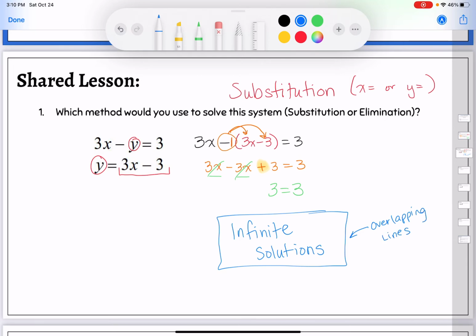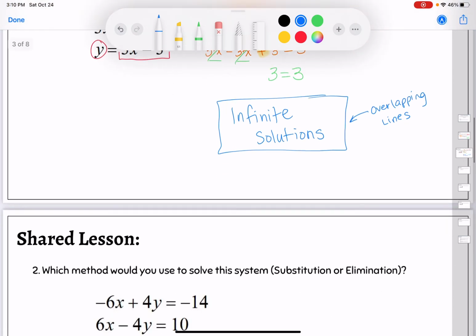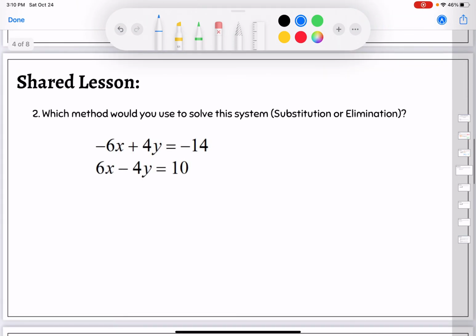That does work. That is a situation. It does happen. Not a lot, but it does. So don't forget about those infinite and no solutions. We haven't done those in a while. But substitution was definitely the easiest here because the y was already by itself. All right, let's take a look at the second one.